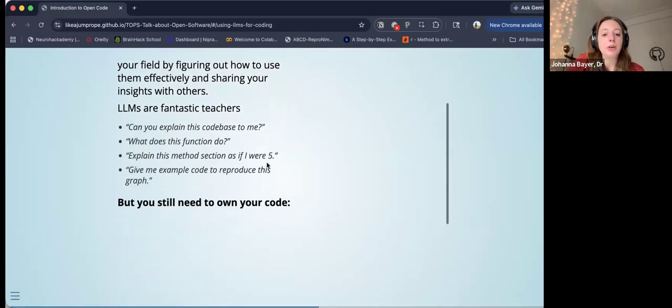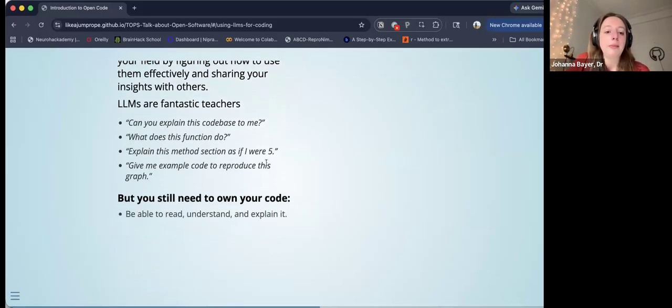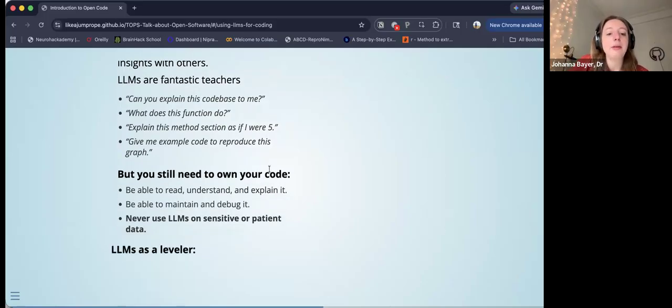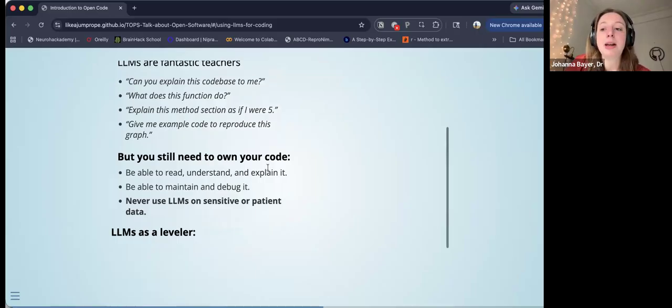You still need to own your code. If you use LLM-generated code, the minimum expectation is that you are able to read, understand, and explain it. So you have to be able to talk about it as if it was your code. You also have to be able to maintain and debug it. And then, of course, you never pass sensitive or patient data.